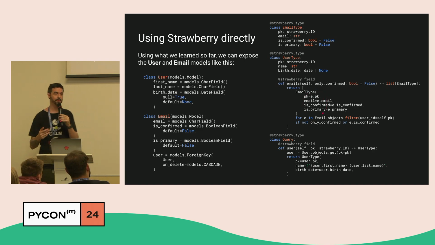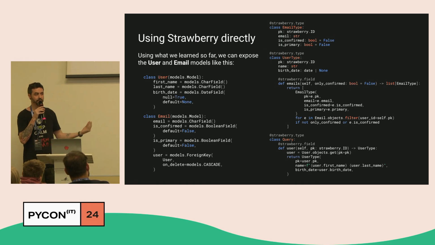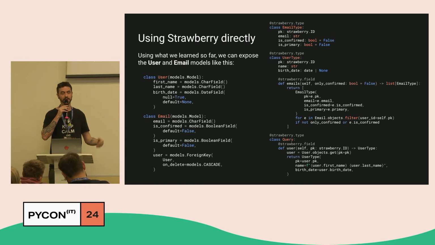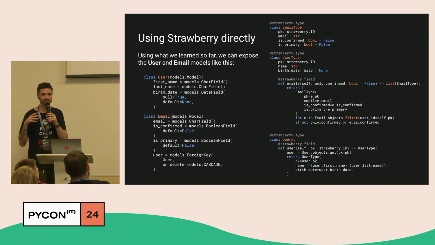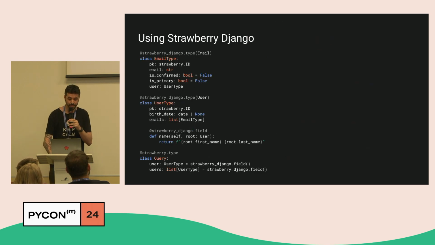So this is the most simple way of working with Strawberry, and that's how you're usually going to work with it when doing any FastAPI, SQLAlchemy. There is a SQLAlchemy integration, but it's kind of new. So even with Django, you can always do something like this.